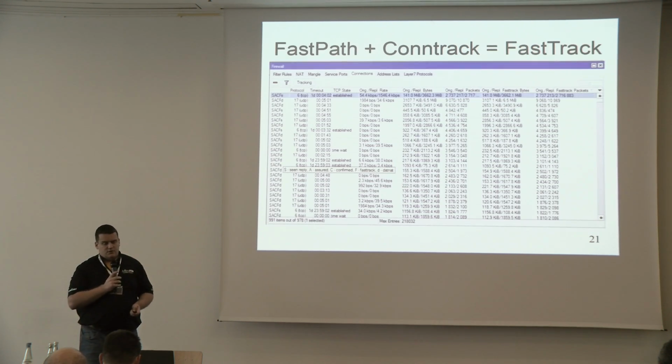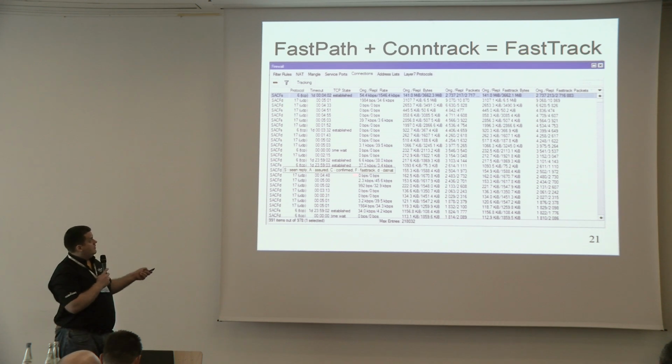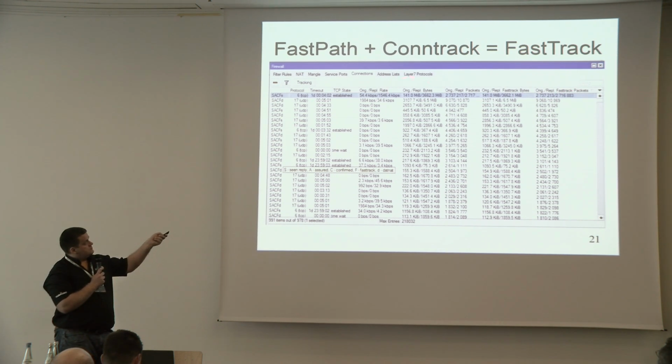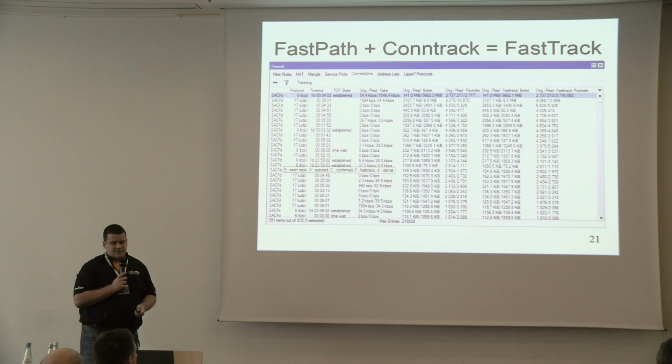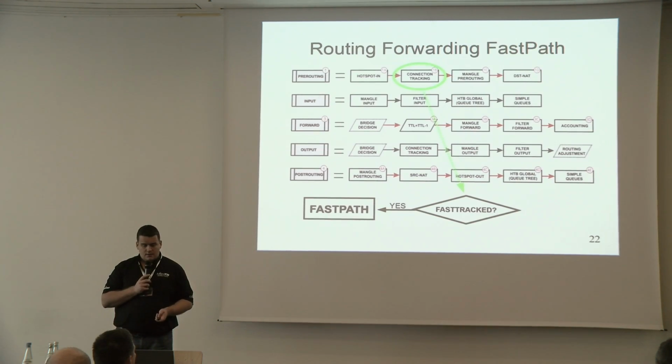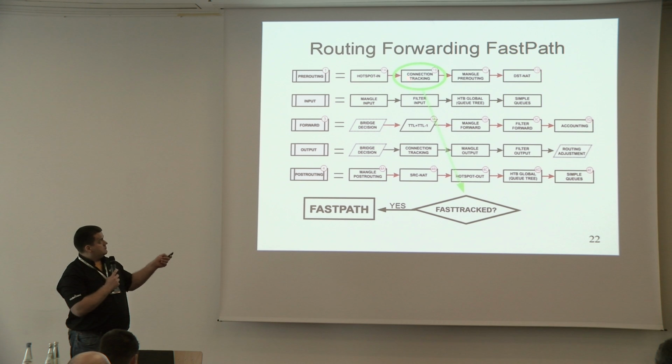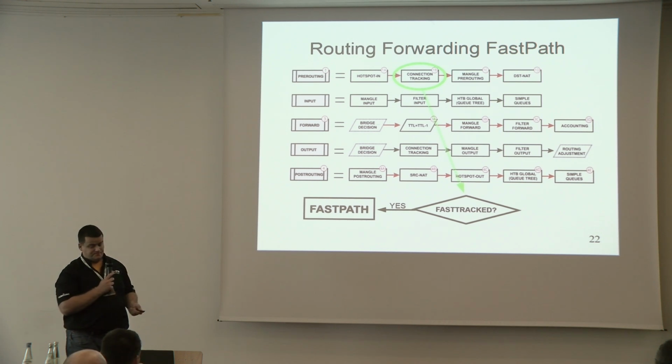And if we take a look at the new connection tracking, you can see each connection tracking entry now has a lot of counters. Counters that show what was the rate, how many bytes went through the normal way, and how much traffic was fast-tracked through this connection. So basically what we did, we taught connection tracking to talk directly to FastPath.